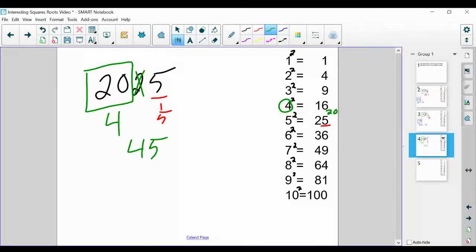There is no choice. It has to end in a 5. So we don't have to do 4 times 5. But if we did, that gives us 20, which is what we started with. So the square root of 2025 is 45.